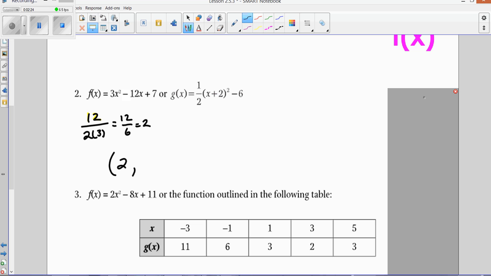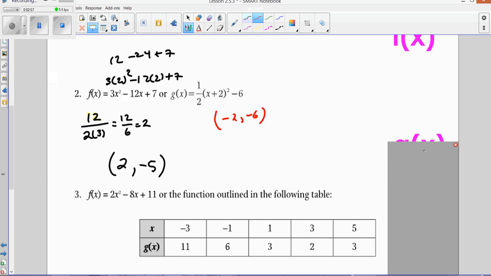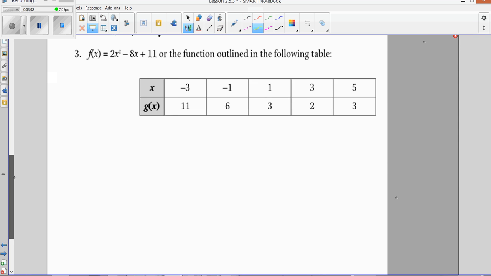And we're going to substitute this stuff in here. So we're going to get 3 times 2 squared minus 12 times 2 plus 7. So you're going to get 4 times 3, this is 12. Then you're going to get minus 24. And then you're going to get plus 7. So you'll get up here negative 12 plus 7 is negative 5. So that's your, well, your lowest point. For f, that's your vertex. Then for g, it's already written in vertex form, so this is negative 2, negative 6. So which went lower? The answer here would be g of x, because it went lower. It went negative 6.